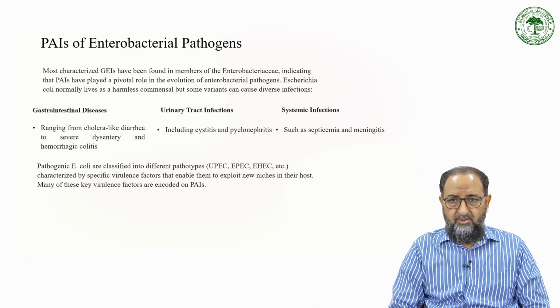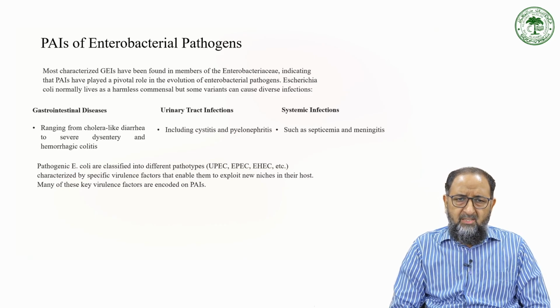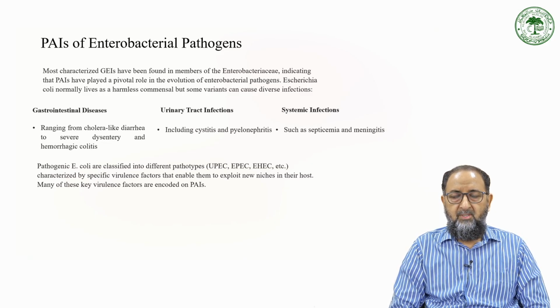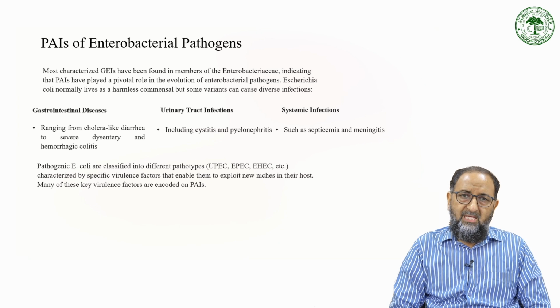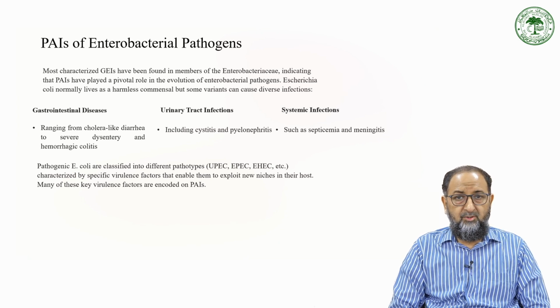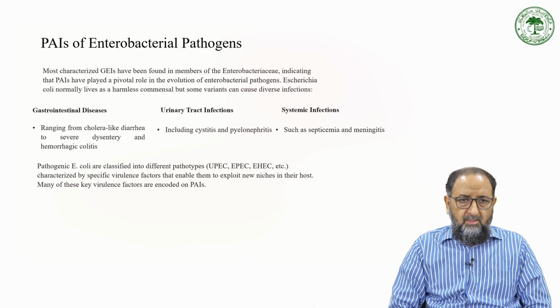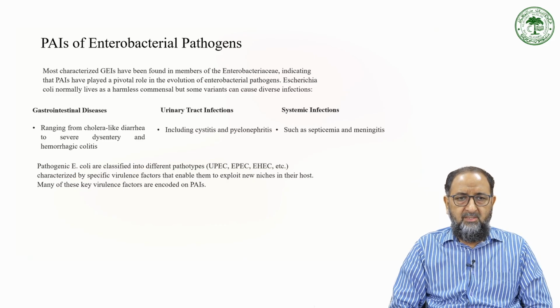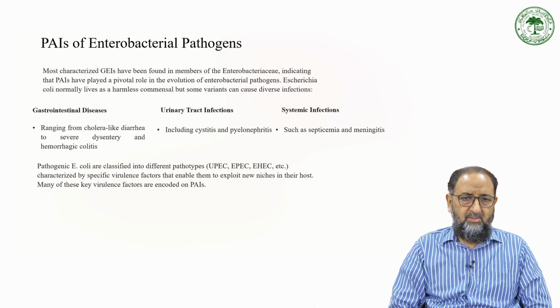of enterobacterial pathogens. Escherichia coli normally lives as a harmless commensal, but some variants can cause diverse infections. So the same E. coli, which is non-pathogenic, has become pathogenic after expression of these pathogenicity islands in the bacteria. Gastrointestinal diseases, urinary tract infection and systemic infection. Gastrointestinal diseases range from cholera-like diarrhea to severe dysentery and hemorrhagic colitis. Sometimes blood comes in the stool.